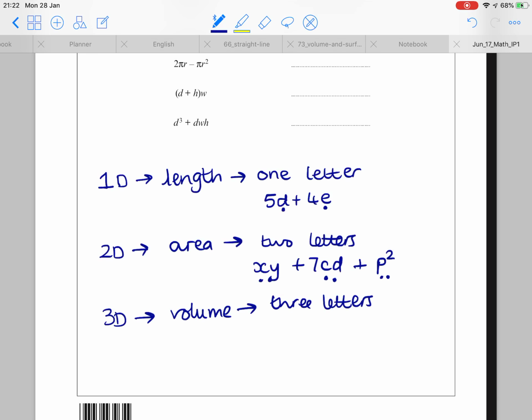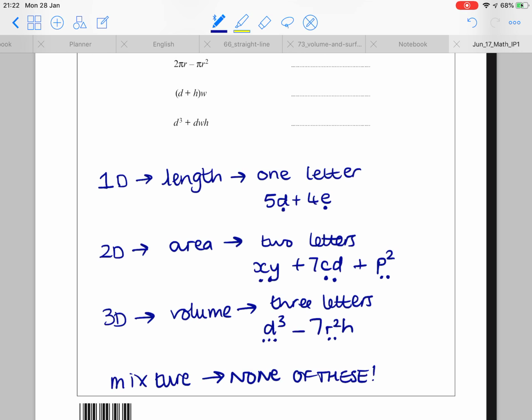If you have a formula that is a mixture, that formula is a load of rubbish, and it's none of these. They normally throw 1 rubbish equation in to catch you to make sure you're paying attention. So 3 letters could be a cubed, that's 3 Ds. Take away 7R squared H, 2 R's and H, that's also 3 Ds.